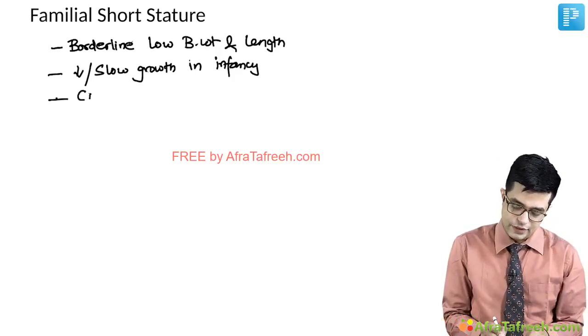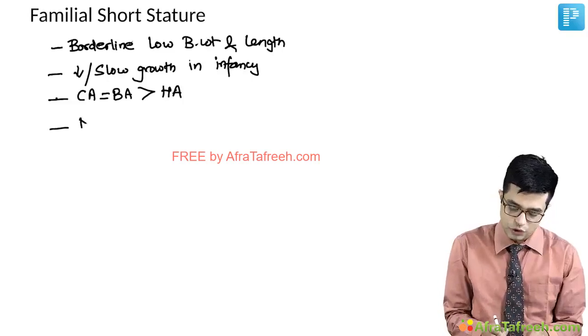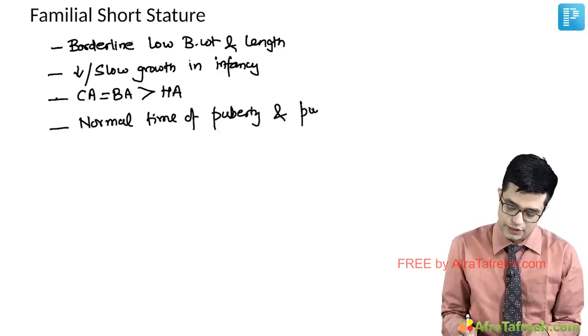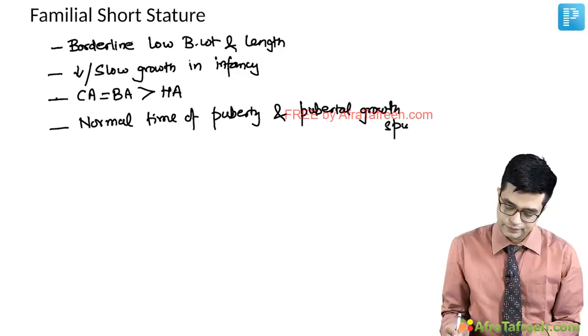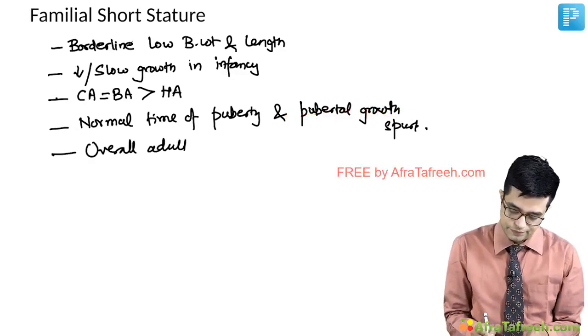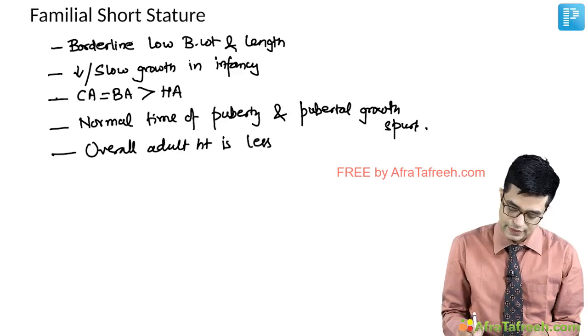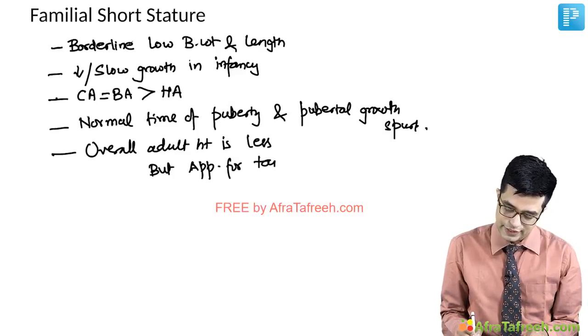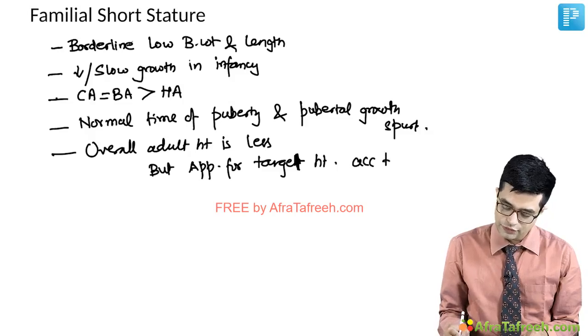Here, chronological age corresponds to bone age, but both of them are ahead of height age. They have normal time of puberty as well as normal time of pubertal growth spurt. Their overall adult height is less but appropriate for target height. Remember, there is a formula called target height according to height of parents.